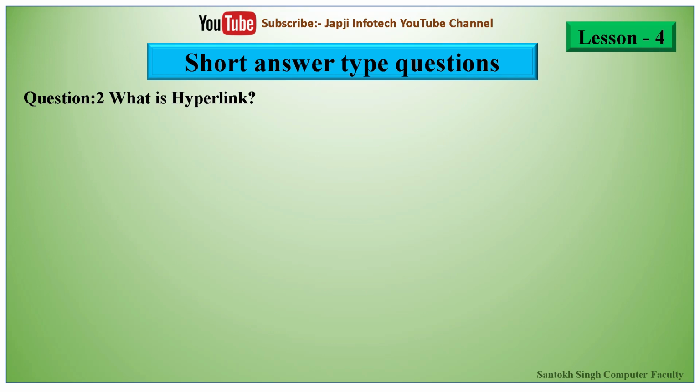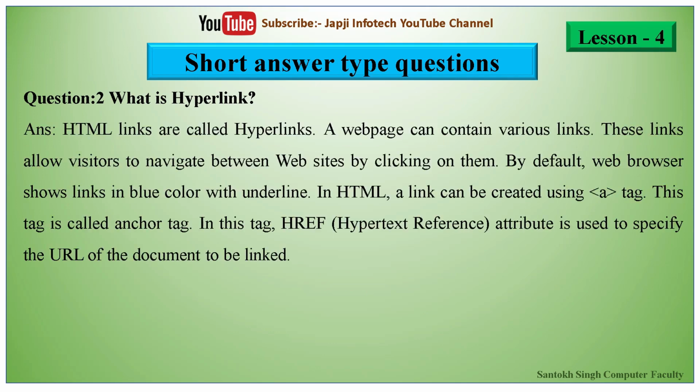And second question is, what is hyperlink? So HTML links are called hyperlink. A web page can contain various links. These links allow visitors to navigate between websites by clicking on them. By default, web browser shows links in blue color with underline. In HTML, a link can be created using a anchor tag. This tag is also called anchor tag. In this tag, href attribute is used to specify the URL of the document to be linked.